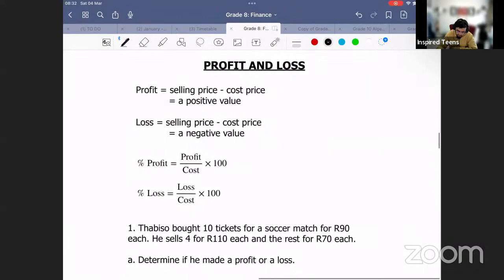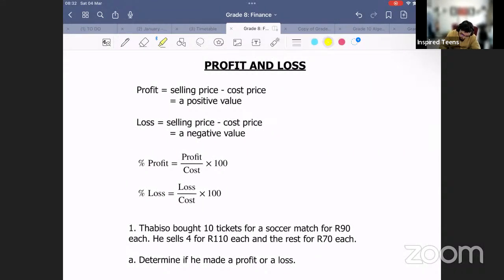Let's have a look at profit and loss. Okay, profit is equal to selling price minus cost price, and that's going to give you a positive value, right? So profit is when you purchase goods, or whatever your cost is, whether you provide a service or sell goods, the cost of the product, maybe including the shipping and the packaging, all your cost, and then what you sell it for. So just say you buy sweets for 10 rand, you sell them for 15 rand. In that case, you're making a profit of 5 rand. Okay, so that's what a profit is.